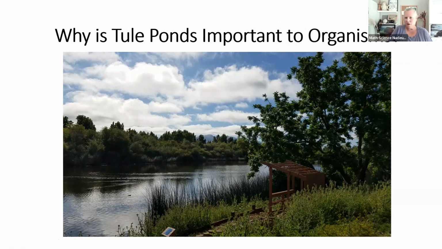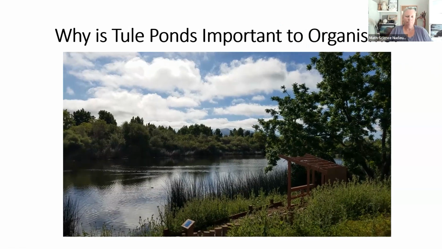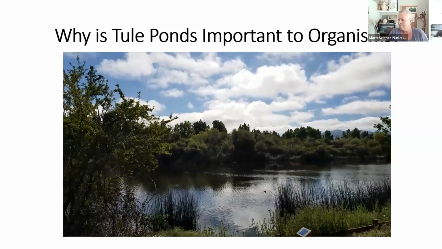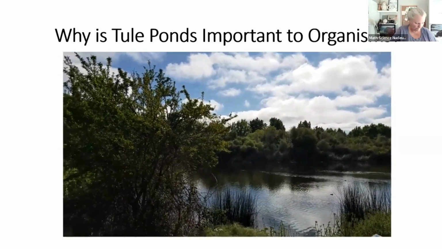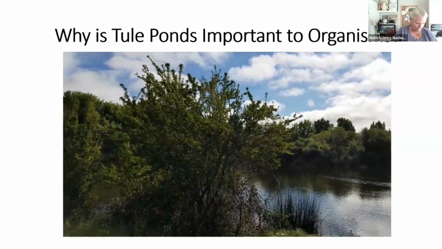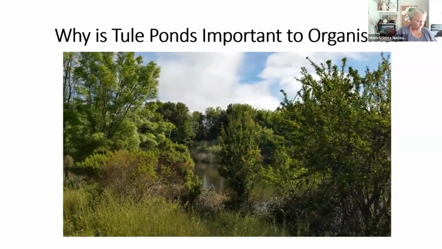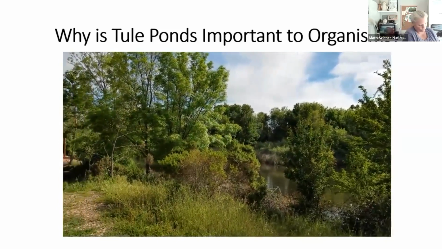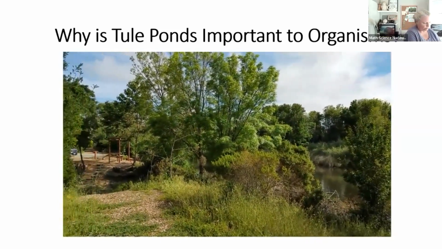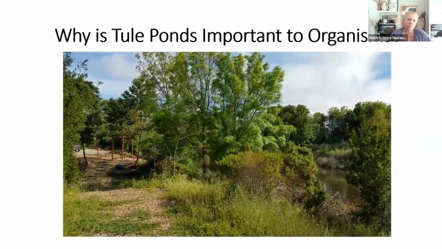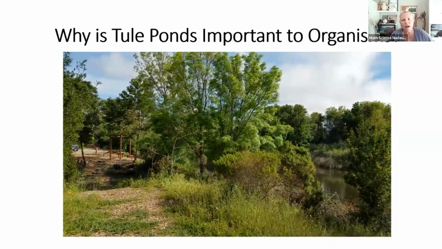Now, why is Tule Ponds important to organisms? Tyson's Lagoon is an important area to maintain the habitat that has been here for millennia. It provides nutrients, food, and a place to stay protected while they're on their journey from the north to the south, and then the south to the north back. So we get a lot of migratory animals, lots of birds.